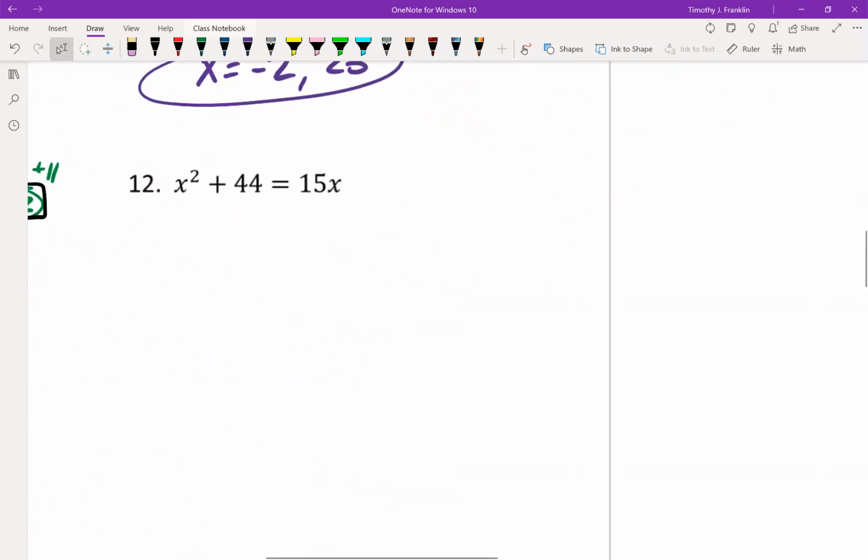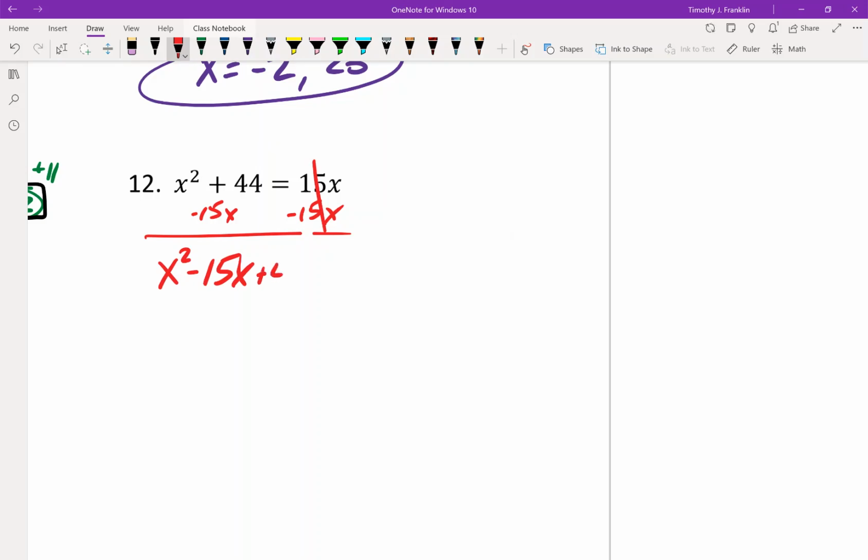Okay, last one here. Again, this equation is not set to 0, so we'll need to subtract 15x from both sides. And I kind of like to just line up where it's going to end up when I do this so that I keep track mentally of where it's going to go. So x squared minus 15x plus 44 equals 0.